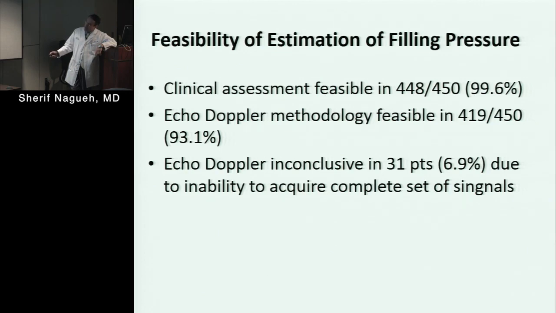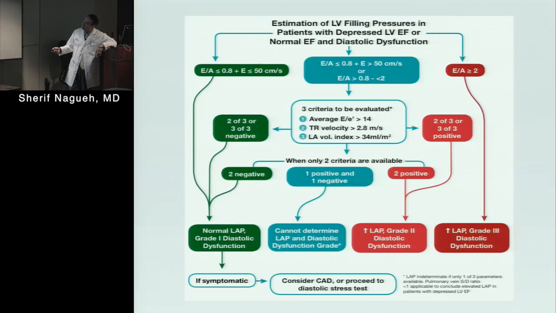Then there were 31 other cases where you apply the very first algorithm and you end up with one criterion abnormal or two criteria going opposite each other, and then you end up being inconclusive. Okay? This is the algorithm. Again, I'm just showing it because I will show you the numbers of the different boxes that you see here.